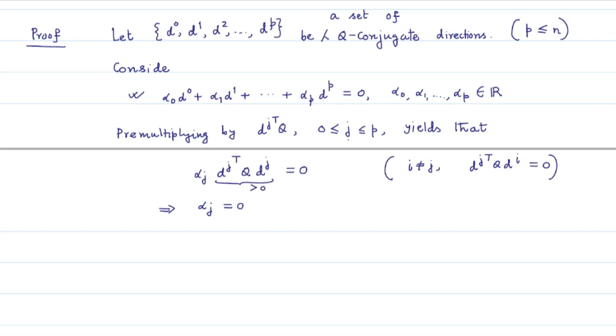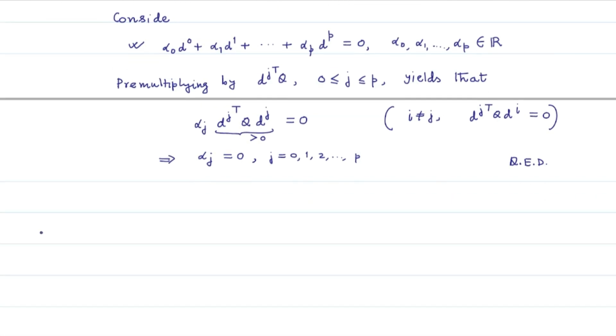Now the arbitrariness of the choice of j in between 0 to p gives that alpha j is equal to 0 for every j equal to 0, 1, 2 till p, and hence the result follows. Here, as I have taken the index number starting from 0, I must consider p strictly less than n, not less than or equal to n.